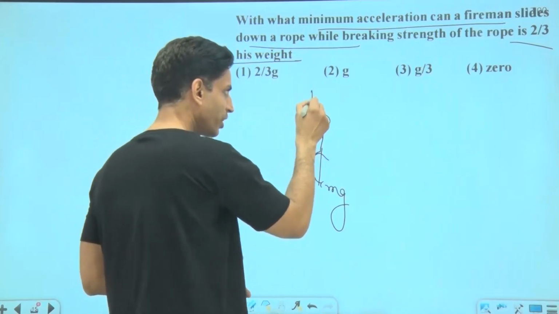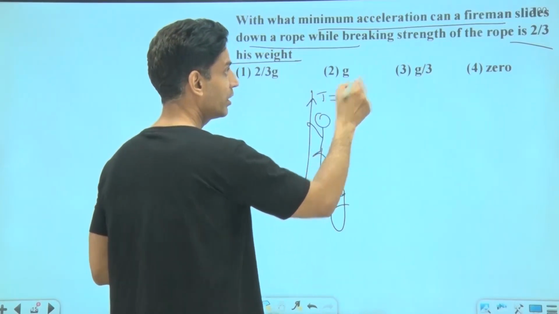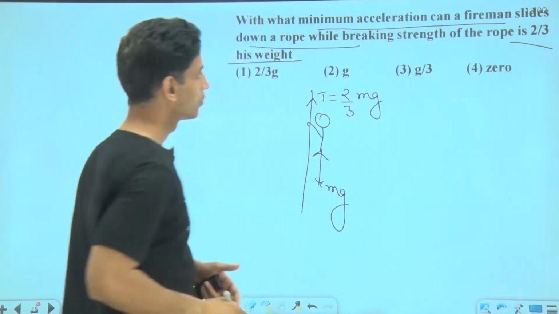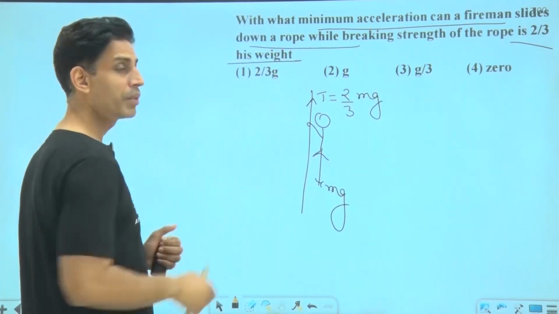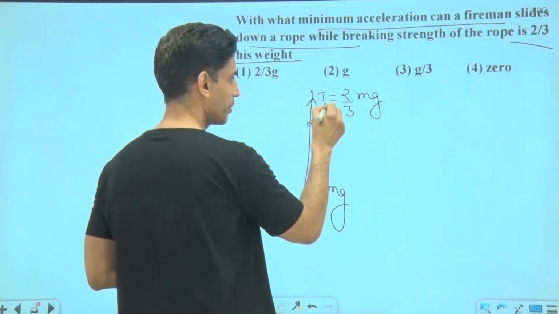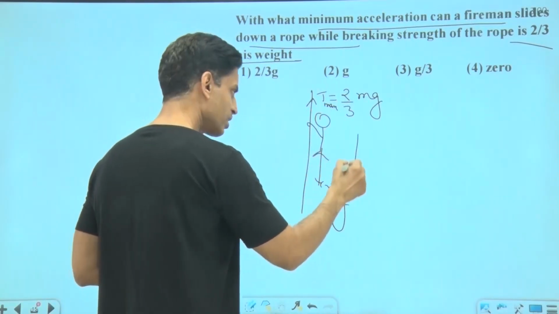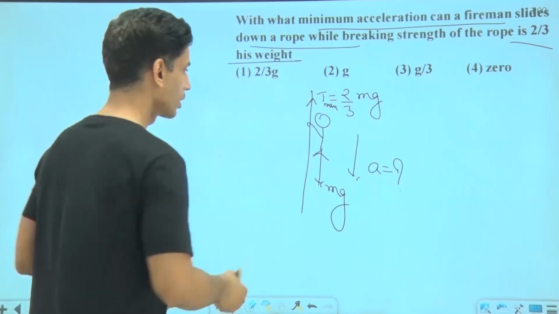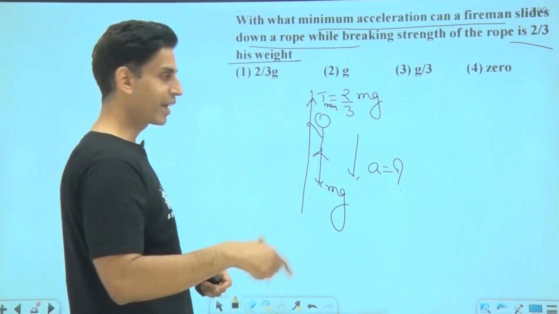Okay. So tension is acting like this, and tension can be equal to 2/3 times mg. This is the braking strength. That is, the maximum tension can be this much. T max, I should write. And let's suppose he is moving with acceleration a, and we have to calculate this acceleration a. So net force in the direction of motion.